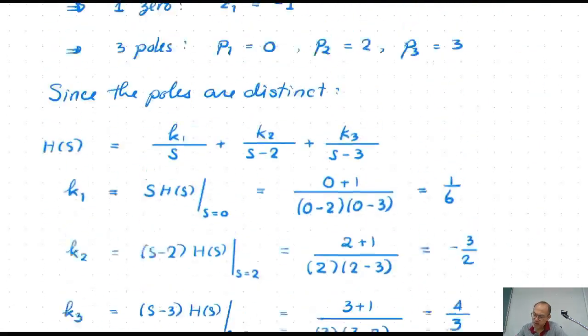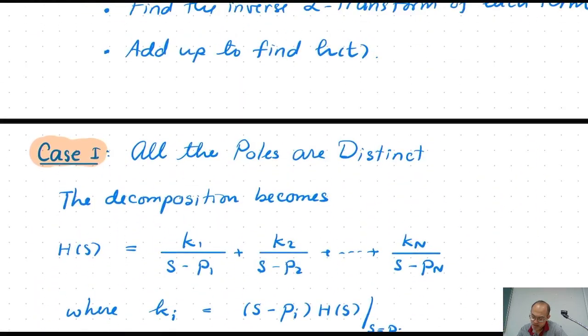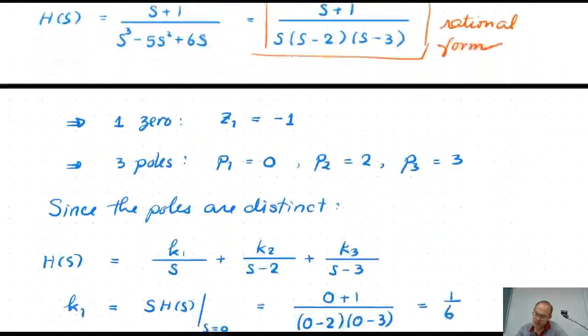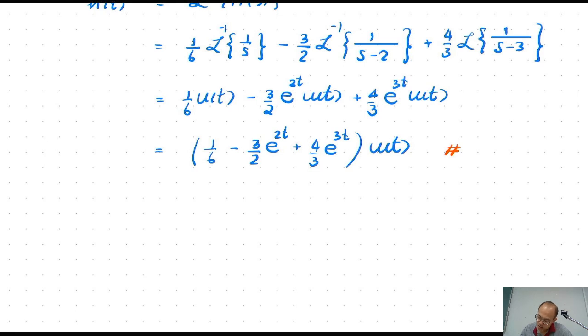Now, that was the first case. That was case one, where the poles are distinct. Now, in the second case, we're going to consider the case where some poles are repeated.